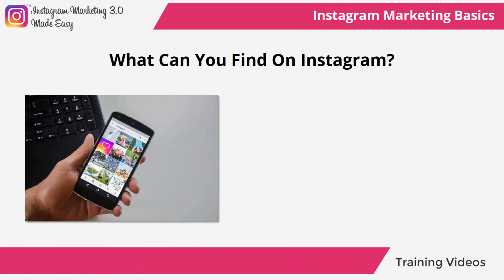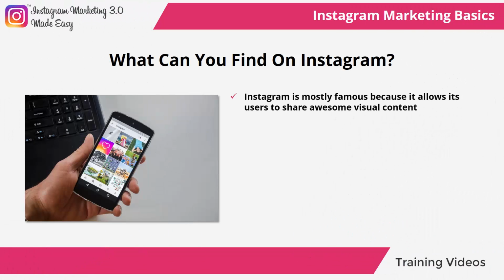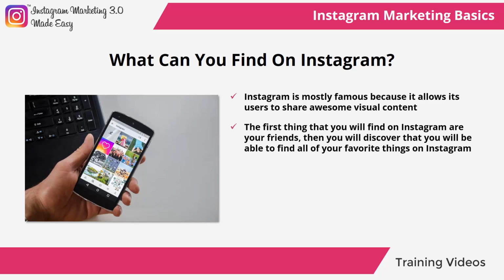What can you find on Instagram? Instagram is mostly famous because it allows its users to share awesome visual content. And because of that, you will be able to find basically any type of content on the platform, which presents great potential for content discovery. The first thing that you will find on Instagram are your friends. Then you'll discover that you'll be able to find all your favorite things on Instagram, your favorite brands, your favorite musicians, your favorite actors, your favorite fictional characters, even your favorite food.